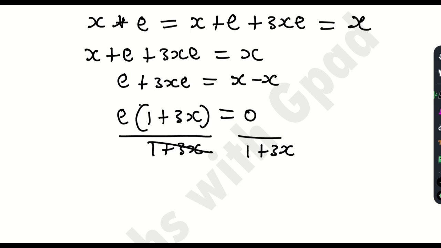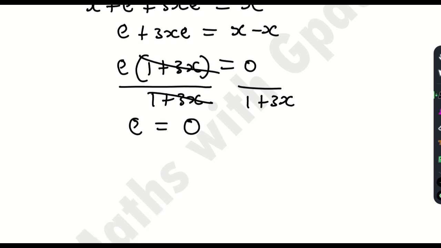So this cancels this, and E is equal to 0 divided by 1 plus 3x, which is 0. So what does this tell you? That the identity element is 0 under the operation. We have gotten the identity element. Let's get the inverse element.